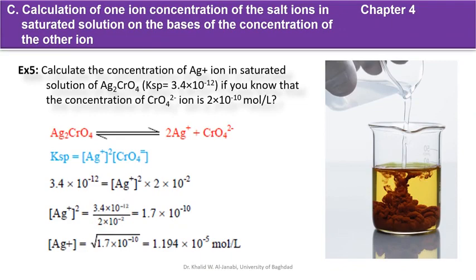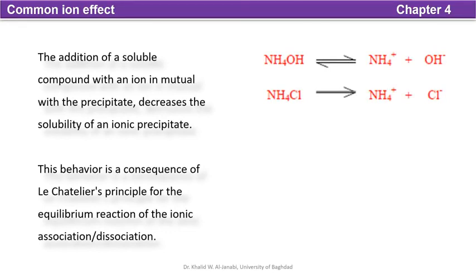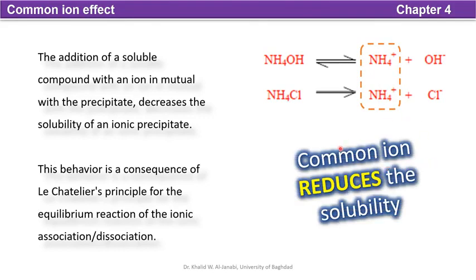Here is another example. Common ion effect: the addition of a soluble compound with a mutual ion, like the ammonium ion here, will decrease the solubility of a precipitate. This is the mutual ion. So common ion effect reduces the solubility. If we have common ions, this will reduce the solubility of the salts.